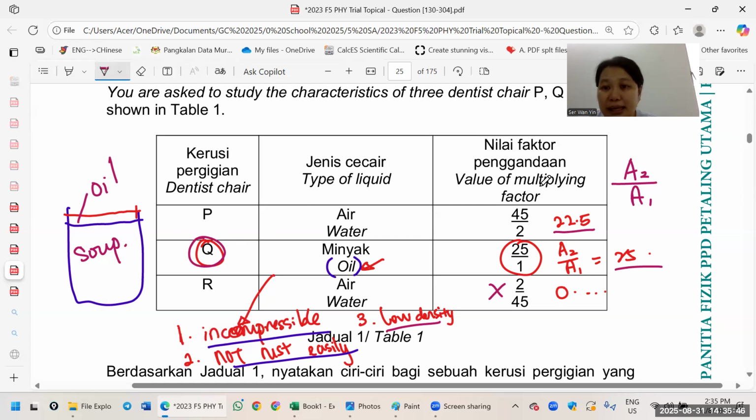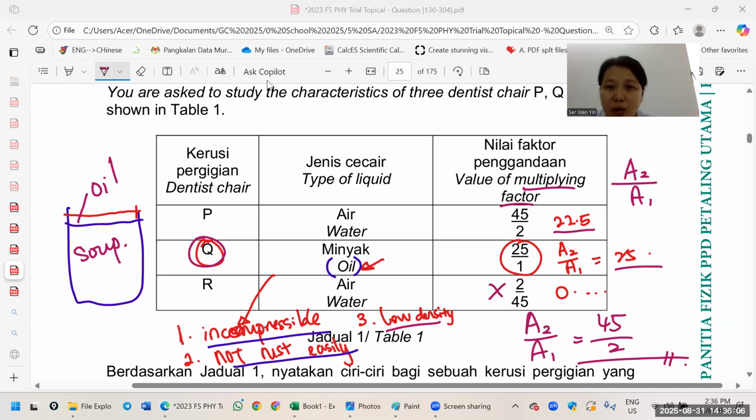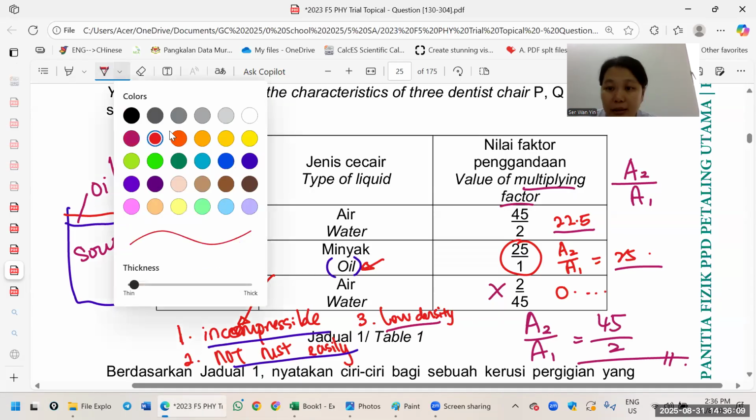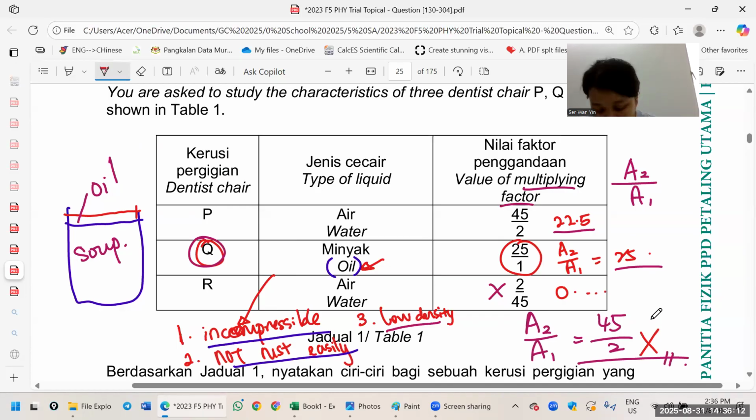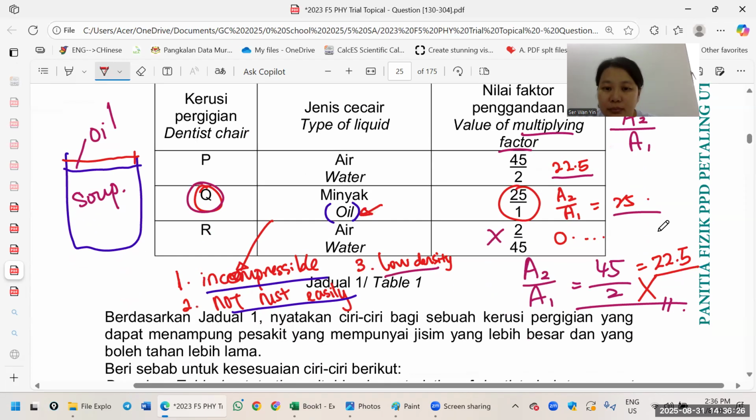By the way, for the multiplying factor, you may ask the teacher, if I get this kind of fraction, can I leave it in my answer? Do you think you can or not? No, I cannot leave it as a fraction. Maths can, but in physics we want decimal, so you will get 22.5. No unit, because the multiplying factor is a ratio.